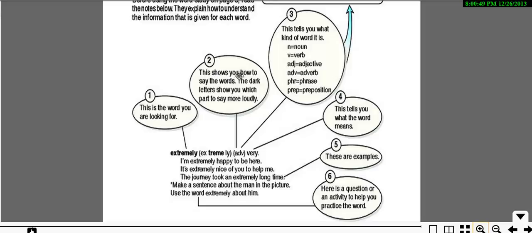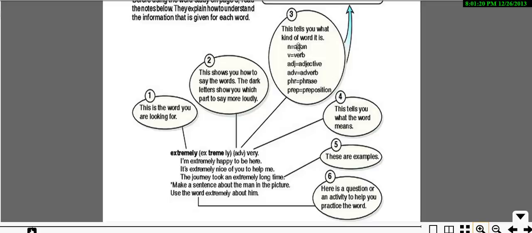Number 2, this shows you how to say the words. Well, actually, it's pointing out wrongly. It should be pointing out extremely, not an adverb, because it cuts the word into parts. The dark letters show you which part to say more loudly. For example, extremely, you don't say it one way, and you don't say it another way. It's just extremely. As you can see, trim is the most prominent part.